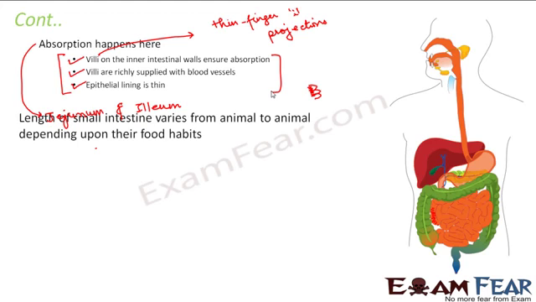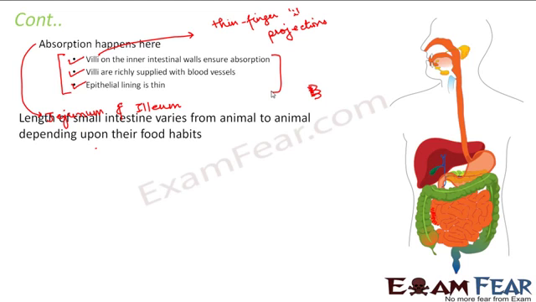Another important thing to note here is that the length of small intestine varies from animal to animal depending upon their food habits. If you have seen here, the small intestine is quite long, even though it is a very coiled structure. A good portion of the total length of the alimentary canal, which is 9 meters, is covered by this small intestine itself. But the length of this intestine again depends upon the food habit of a particular animal. For example, if we compare a carnivorous animal with a herbivore animal.